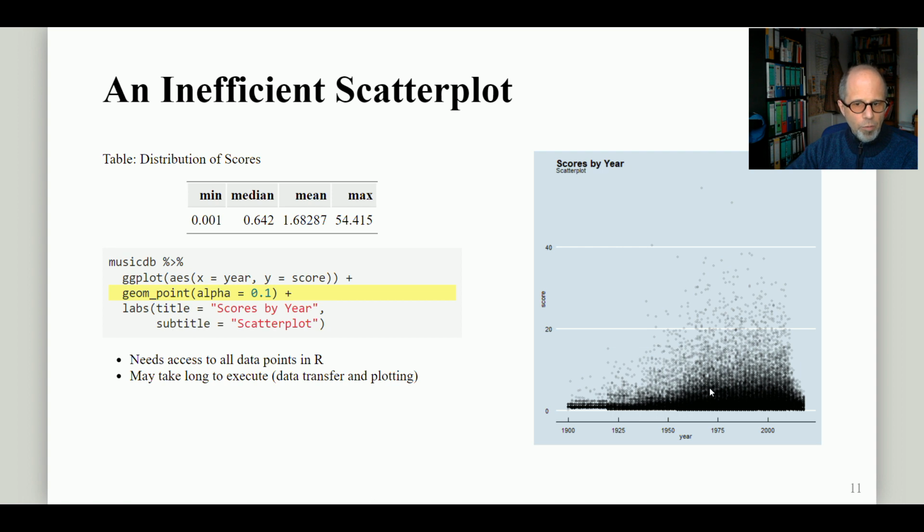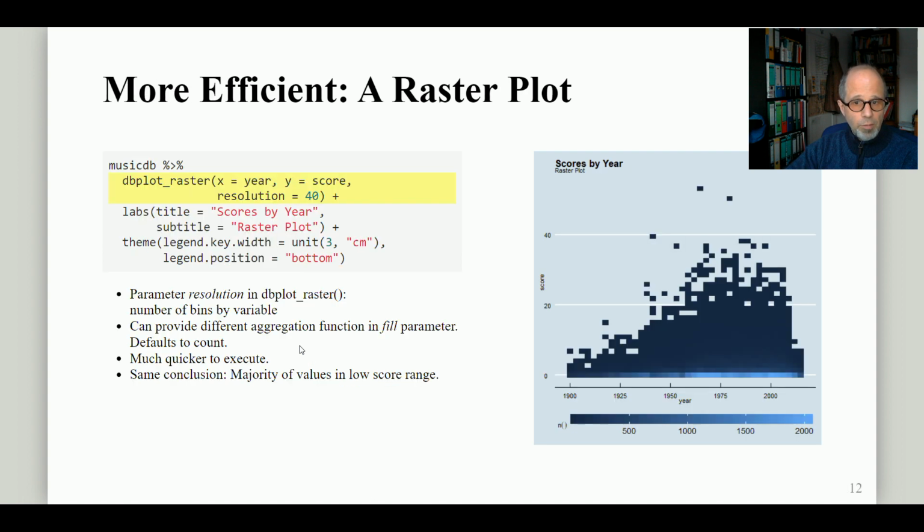So we have a lot of overplotting here in the low score ranges in the scatter plot. And this approach again is very inefficient because all the data has to be pulled into ggplot. So there's a lot of data transferring going on, and then the plotting itself is also slow because there are so many data points. So I want to show you an alternative that can give us a similar impression.